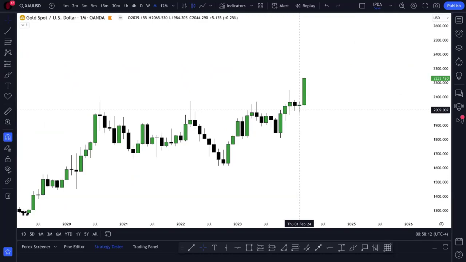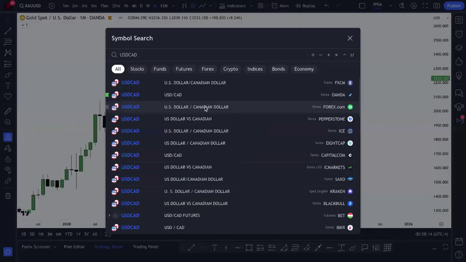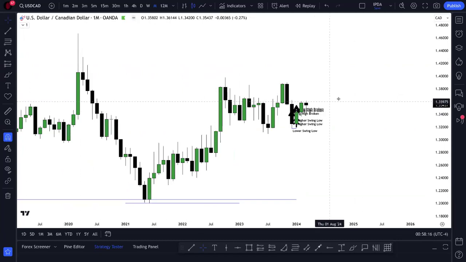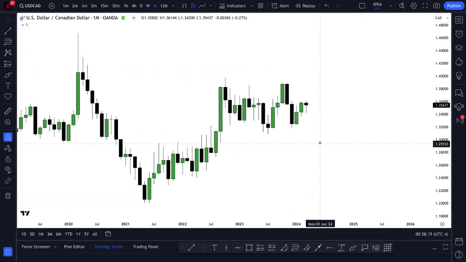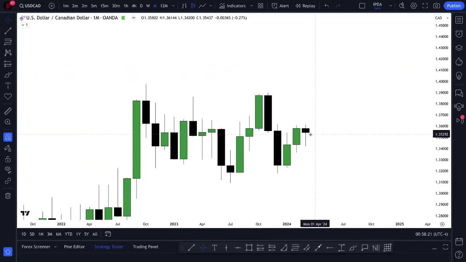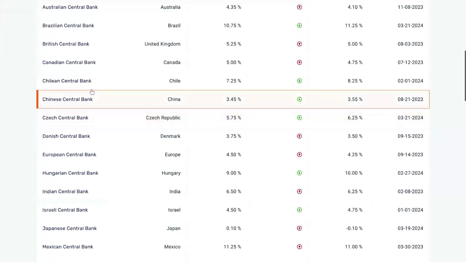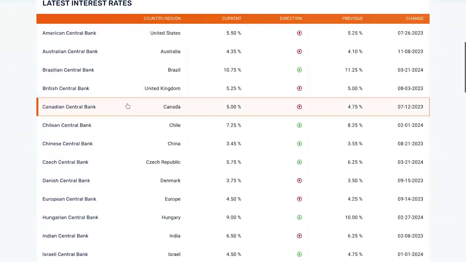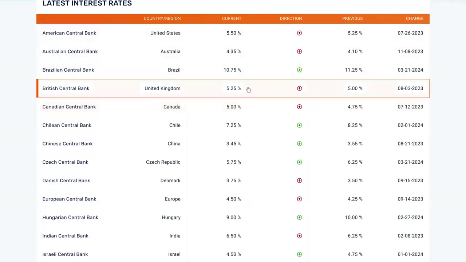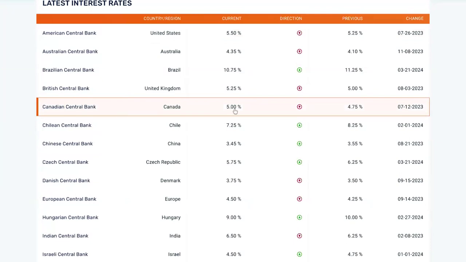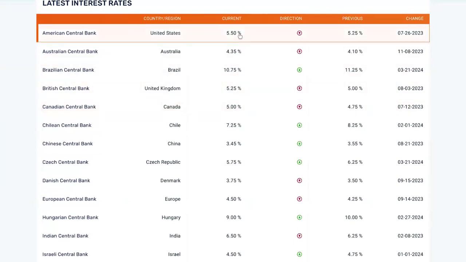UCAD. I'm looking at all the majors, right? UCAD has definite potential right now. So how would I frame this up? Interest rate between the Fed and the, I forgot the acronym. I think it's BOC, Bank of Canada. Yeah, BOC. Not a heavy interest rate differential. So I don't like that for the dollar cross.